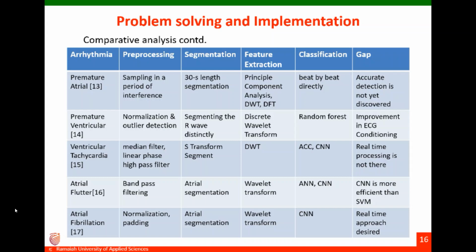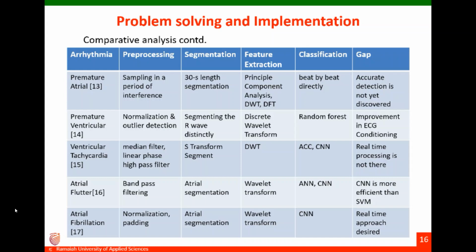Atrial flutter is pre-processed with bandpass filtering, segmented with atrial segmentation, and the features are extracted mostly with a wavelet transform. The classification technique used for this is ANN and CNN. CNN is more efficient than SVM. SVM was used earlier, but nowadays CNN is good. So atrial fibrillation last is the normalization padding for the pre-processing.